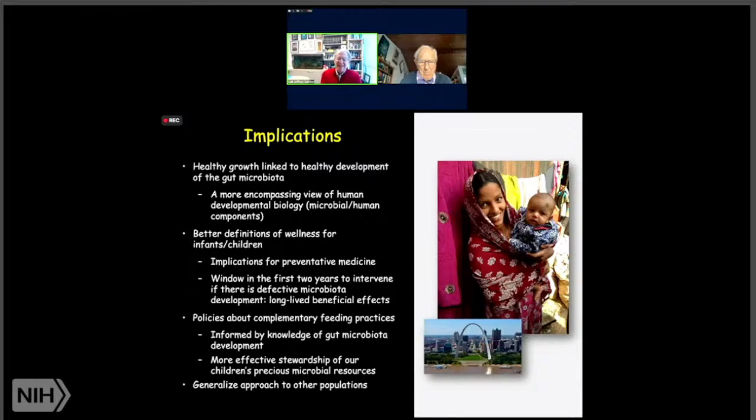We have at least a 2-year window in postnatal development to intervene if there's an alteration in the developmental program of this microbial community, and such an intervention may have very long-lived effects beyond the 2-year period. The implications also about how to feed our infants and children, what kind of complementary foods, informed by knowledge of gut community development, so that we can be much more effective stewards of our children's precious microbial resources.